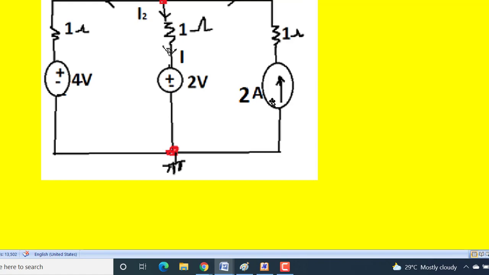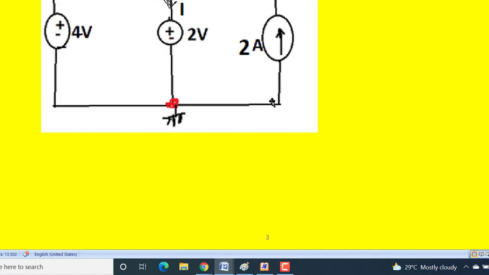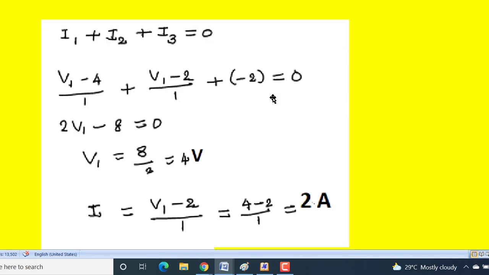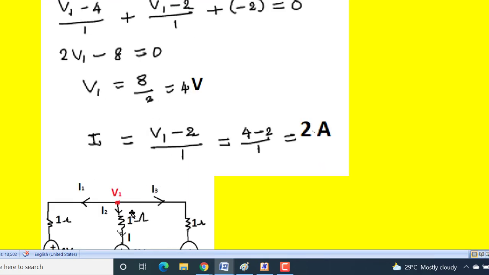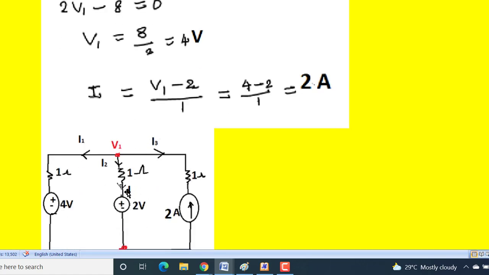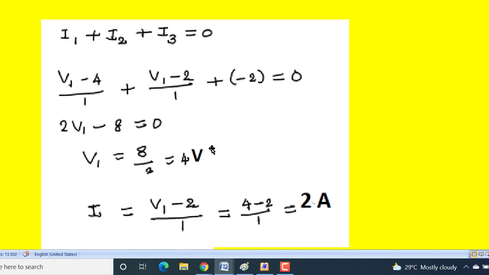So the next step is we have to write the KCL equation for this circuit. Look at node 1, that is V1. Apply the KCL: the algebraic sum of the currents at a junction is equal to 0. Junction means nothing but node. I1 is going out of V1, I2 is also flowing out of the node, and I3 is also flowing out of the node. So the algebraic sum means I1 plus I2 plus I3 must be equal to 0.